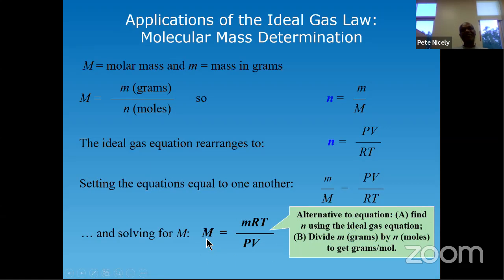The molar mass of a gas is equal to the mass in grams times R times T divided by P times V, all right? So basically, based on this equation, you can calculate the molar mass of a gas. I remember running an experiment for my students where they use this equation to calculate the molar mass of some unknown gases, and it works pretty well. So this is a very useful equation when it comes to calculating the molar mass of gases.